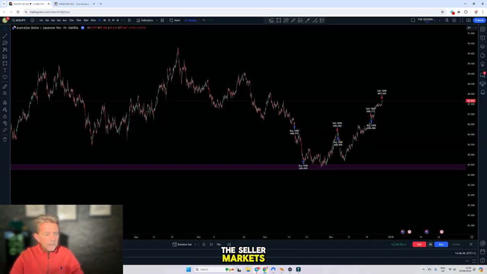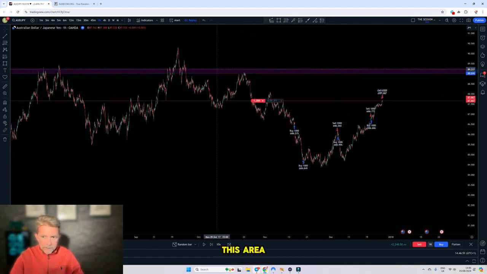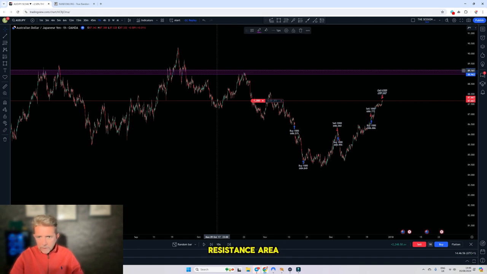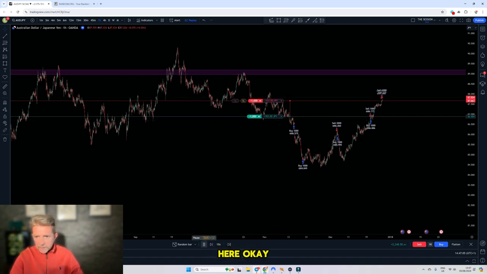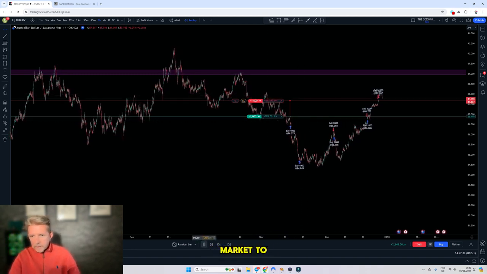This time it's telling me to sell the market. So what we're going to do now is we're going to sell. And what I'll do is I will bring this area up to a resistance area above the market. And our profit target on this one will come down just to a little cluster area around there and see what happens here.